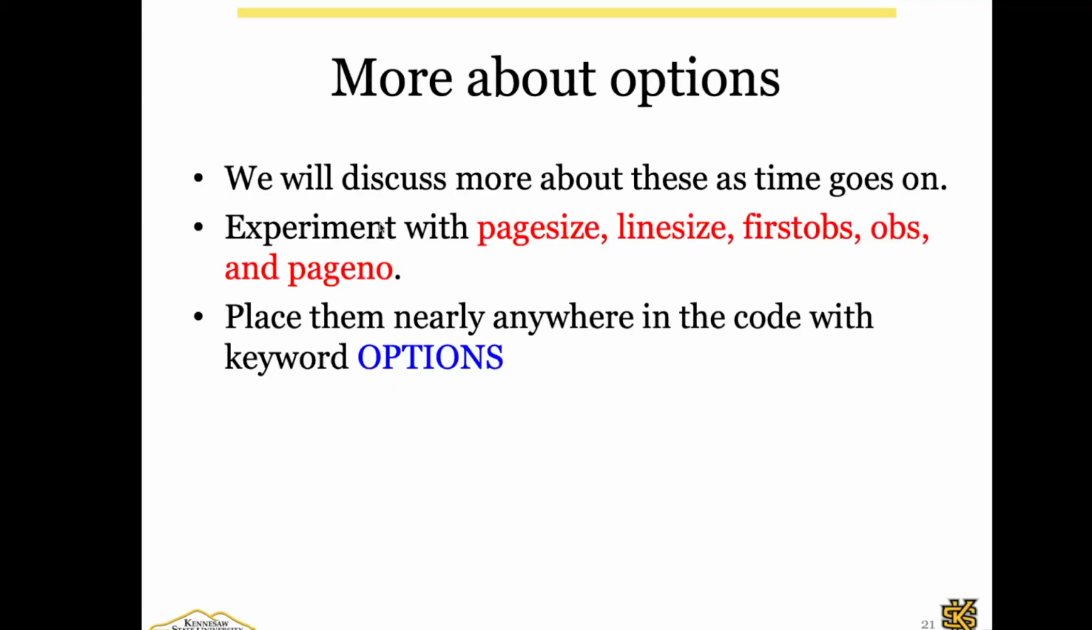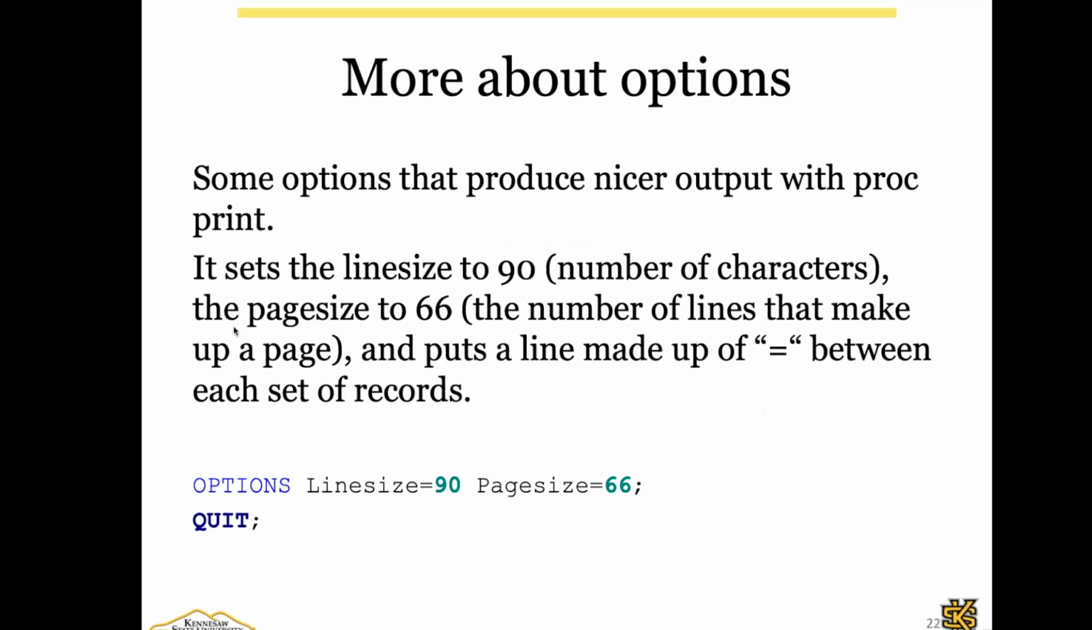And they just need to be close to the options keyword. So for example, options page size equals something. Options line size equals something. So here, for example, we can see the example. Options line size 90 and page size 66.